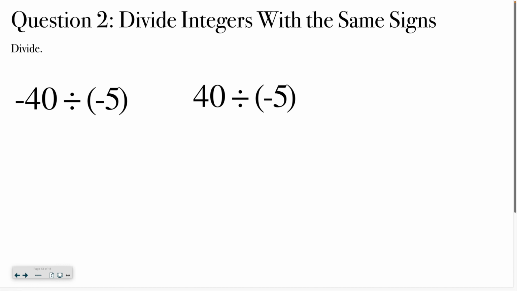All right, why don't you go ahead and take a moment, solve both of these problems, okay? Negative 40 divided by negative 5 and 40 divided by negative 5. Good luck. Okay, for this problem, hopefully you said negative 40 divided by negative 5. That's 8. And then 40 divided by negative 5 would be a negative 8.